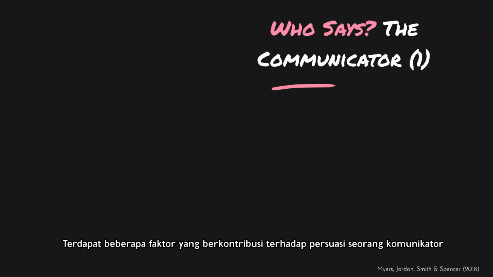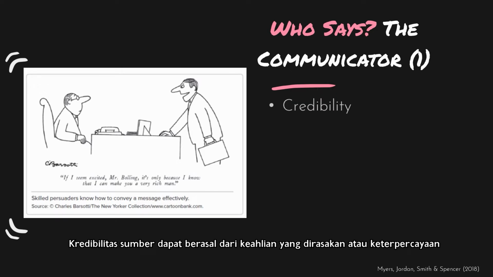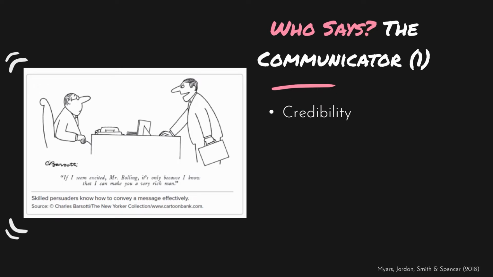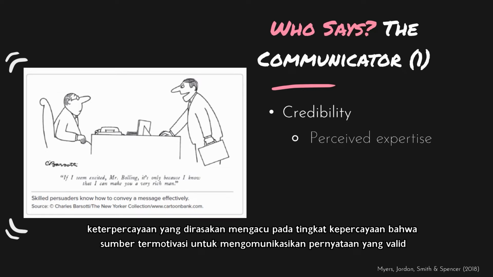What then makes one communicator more persuasive than another? Well, there are a few factors that contribute to the persuasiveness of a communicator. The first one is source credibility. Source credibility can come from either perceived expertise or perceived trustworthiness. While perceived expertise refers to the degree to which a source is considered to be capable of making valid assertions, perceived trustworthiness refers to the degree of confidence that a source is motivated to communicate valid assertions.